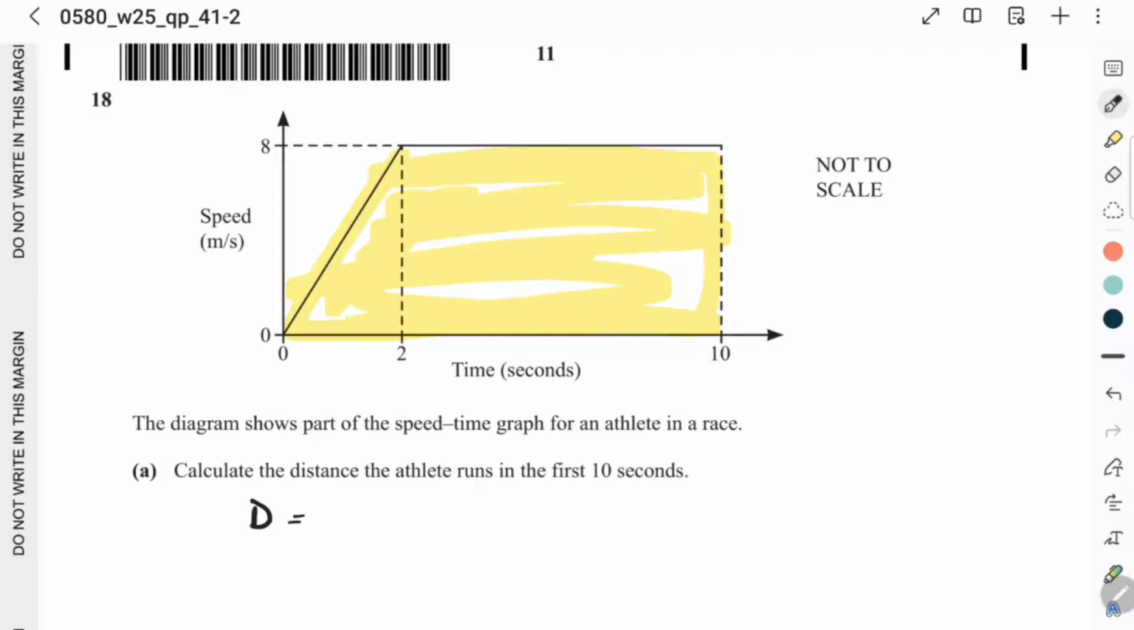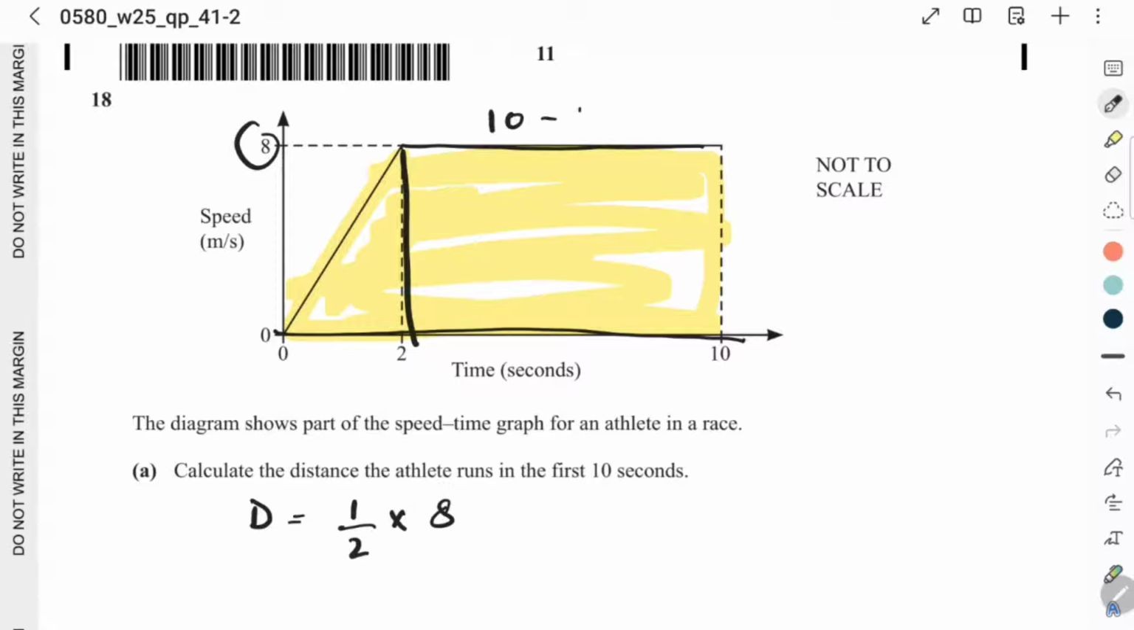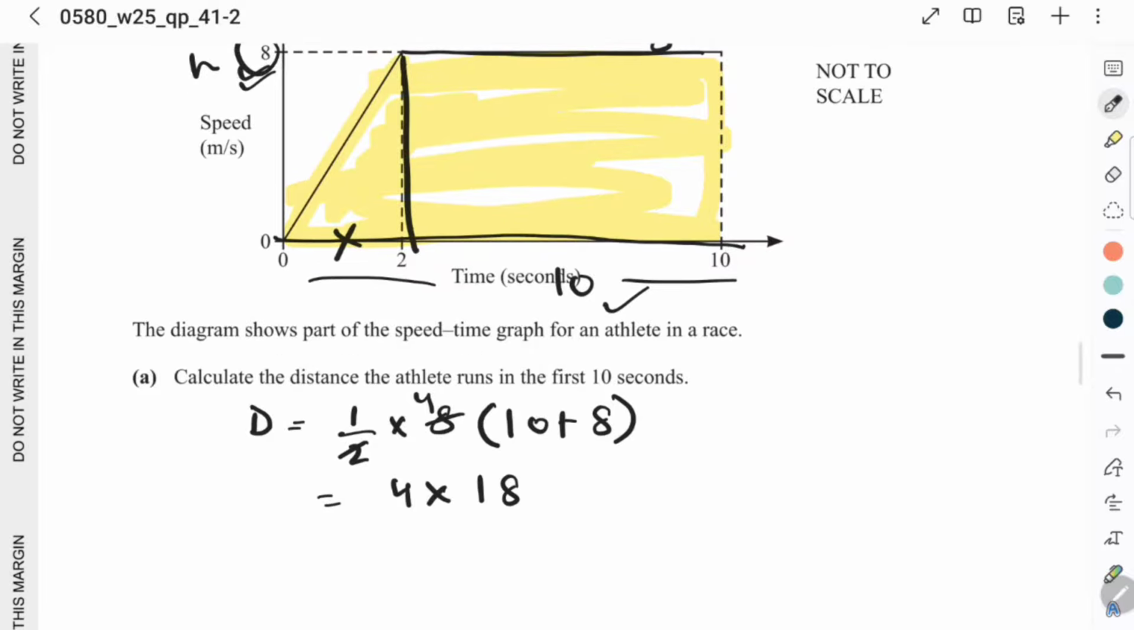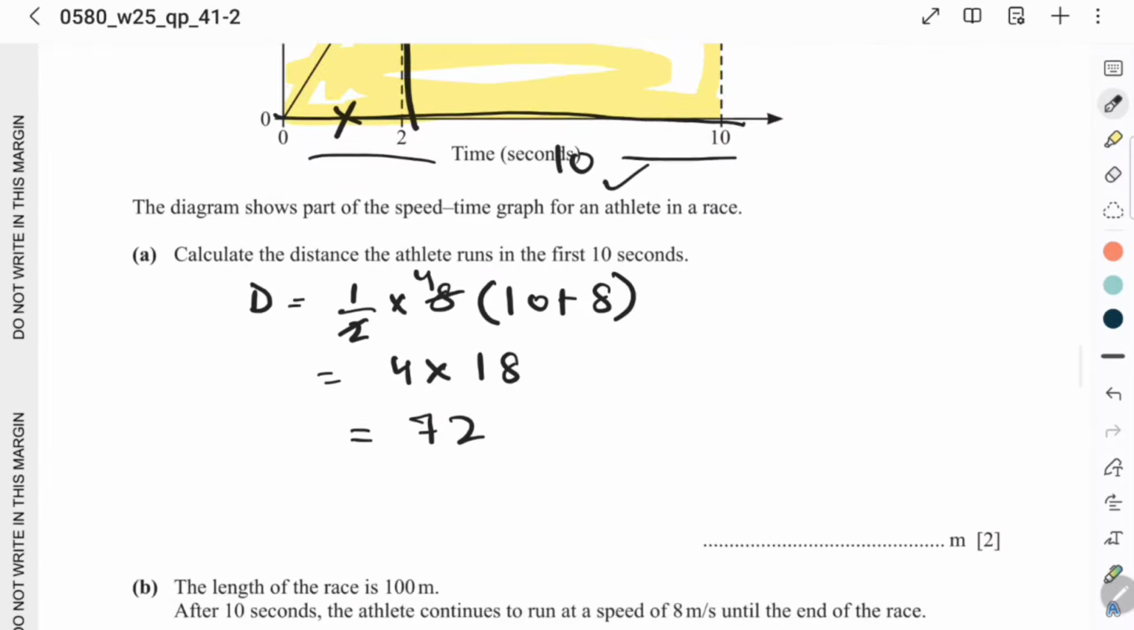All right, so that is half times height, half times 8. This is the height. Sum of parallel lines, 10 and 8. Why 8? Because 10 minus 2 is 8. So half times this 8 is the height, and 8 and 10 are the parallel lines. So that is 10 plus 8, 2 times 4, 4 times 18, which equals 72 meters. So this is the distance coming.